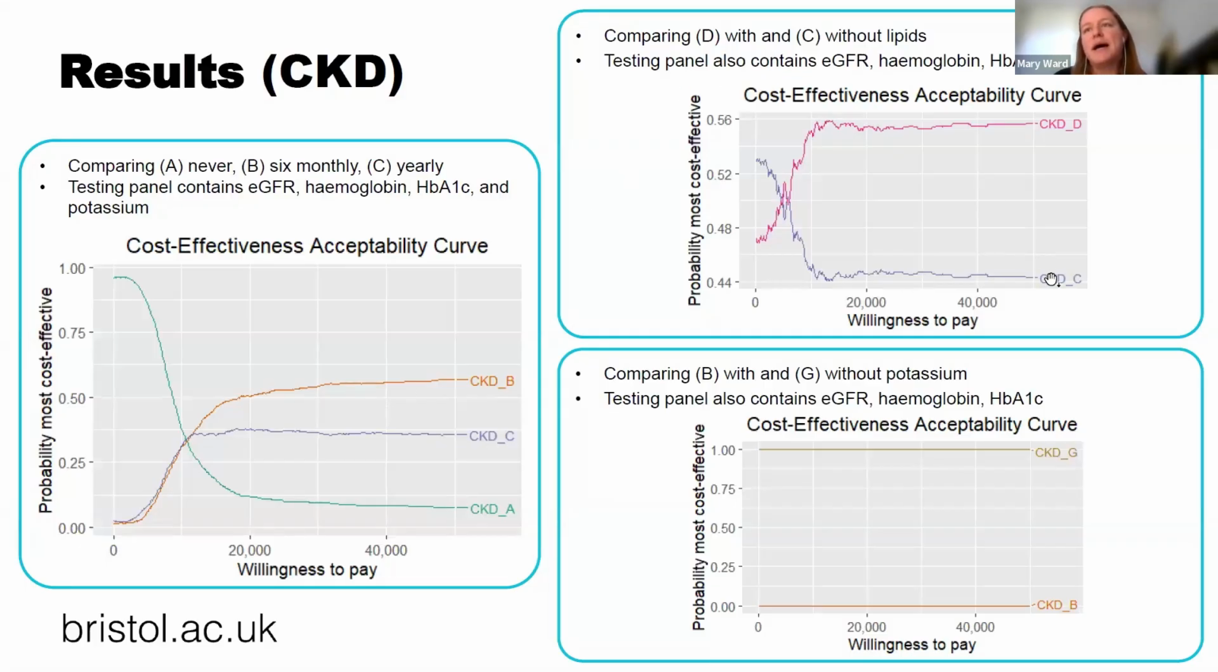And then we also compared testing strategies C and D. The difference here was D does contain lipids and C doesn't. And then we got a more conclusive one here where we looked at B without potassium and G with potassium. So we're able to use the testing strategies to explore different questions.